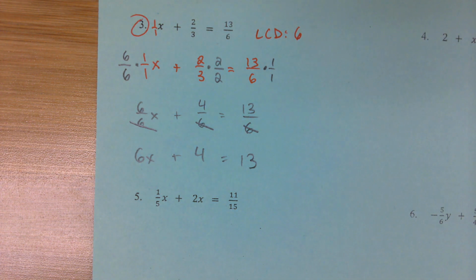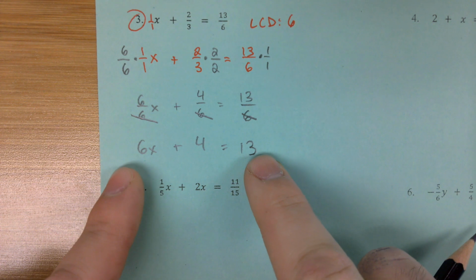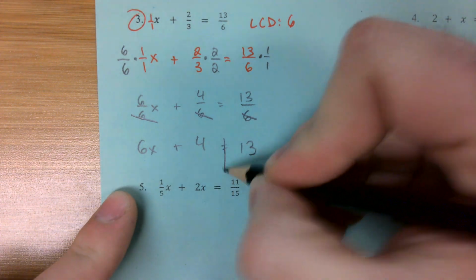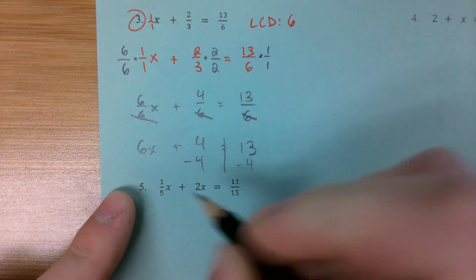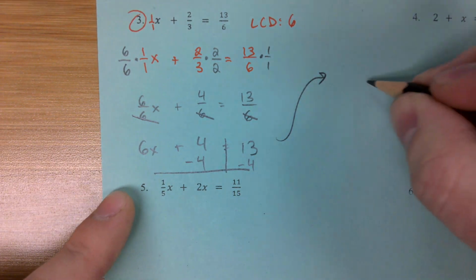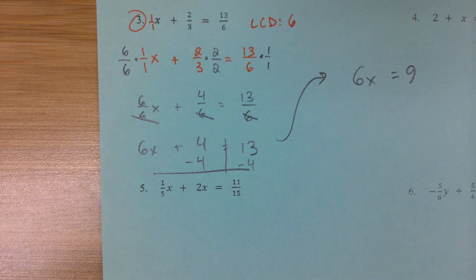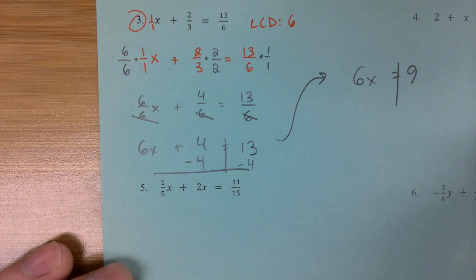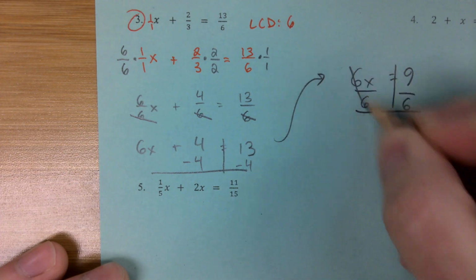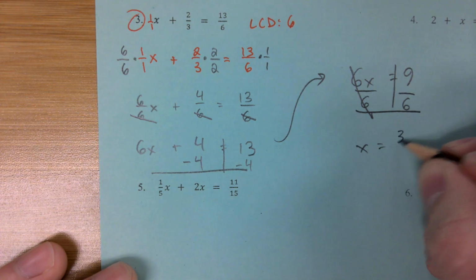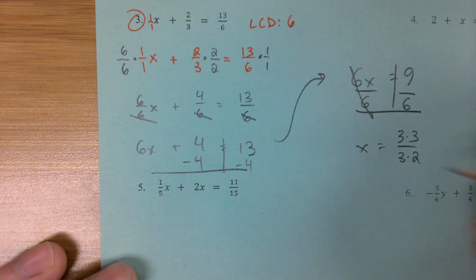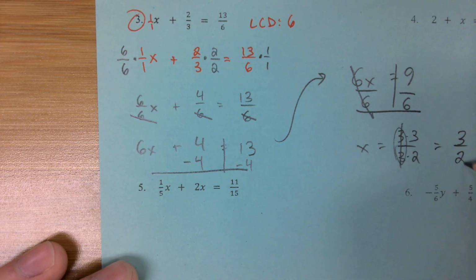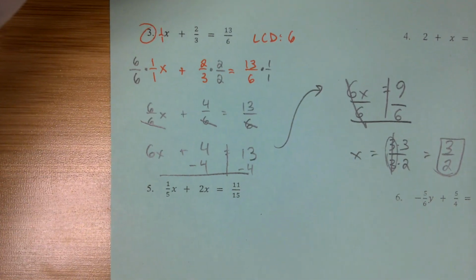Now that we have 6x plus 4 equals 13, we're back in the familiar form of solving equations. We'll subtract 4 from both sides. It's going to give us 6x equals 9. And then what's our last step going to be here if we want to get x all by itself? Divide both sides by 6. That gives us x is equal to, well, if we have 3 times 3 over 3 times 2, we're just going to get 3/2 for our answer there for number 3.